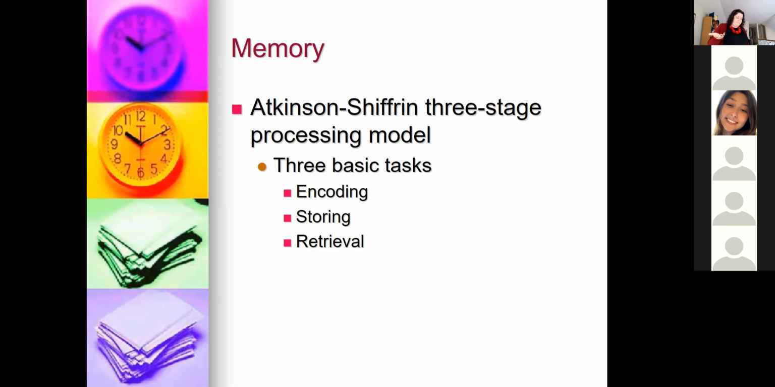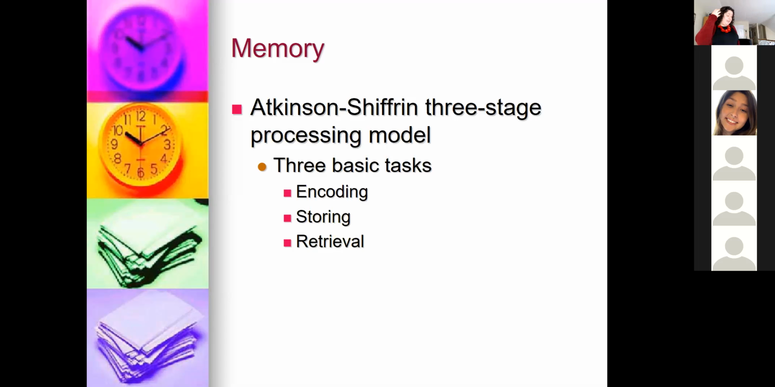Encoding is converting information into a form that can be used in memory. So converting information into a form that can be entered into memory is encoding.